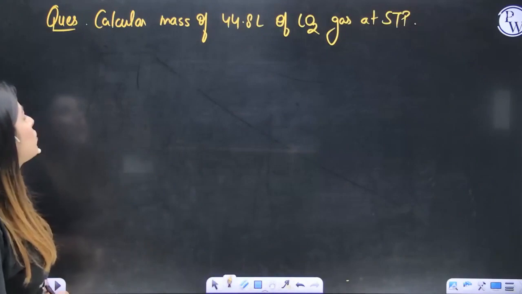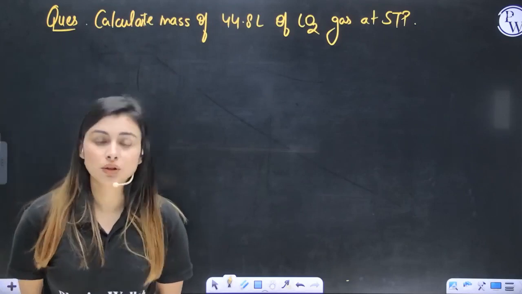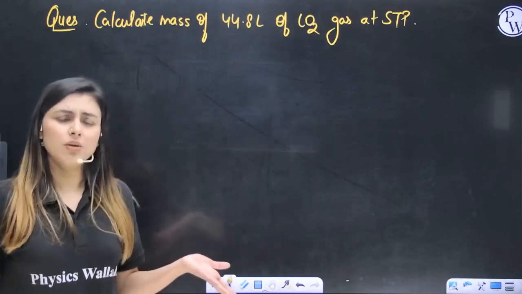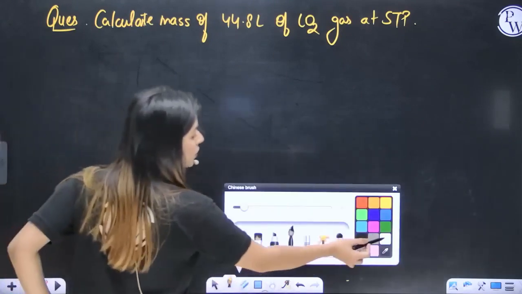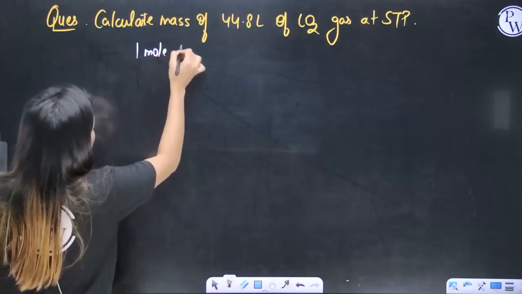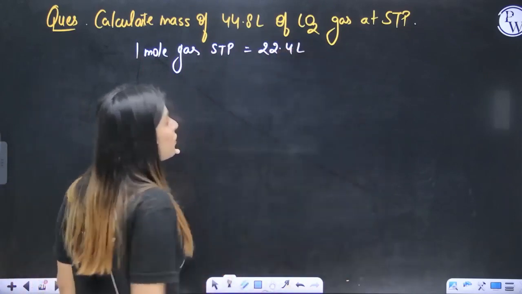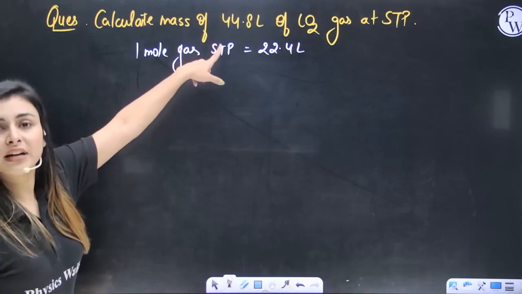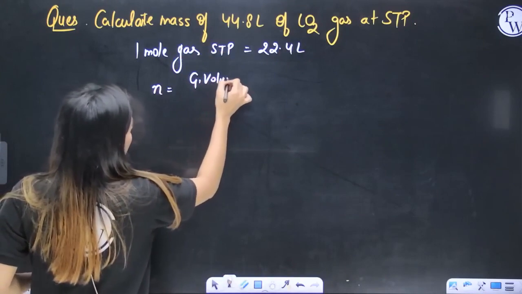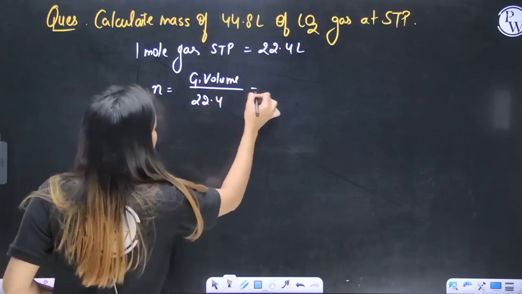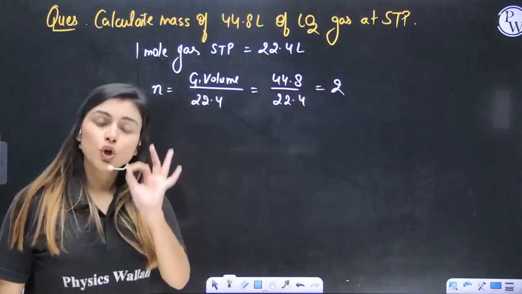Okay. So now the question says that you have to calculate the mass of 44.8 liters of CO2. How can I calculate? First, I have to calculate the moles. I know that volume of the gas is given at STP condition, so I can calculate its moles. 1 mole of gas at STP conditions occupies 22.4 liters of volume. I have 44.8 liters of volume, so I can calculate the moles as given volume divided by 22.4, which is 44.8 divided by 22.4, which is equal to 2. So you have 2 moles of CO2 gas.